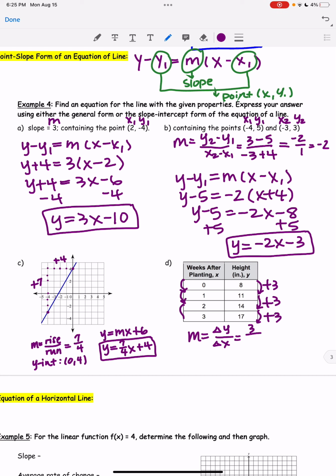How are we moving on this side? From 0 to 1, adding 1, 1 to 2, adding 1, 2 to 3, adding 1. My delta x is 1, so my slope is 3.